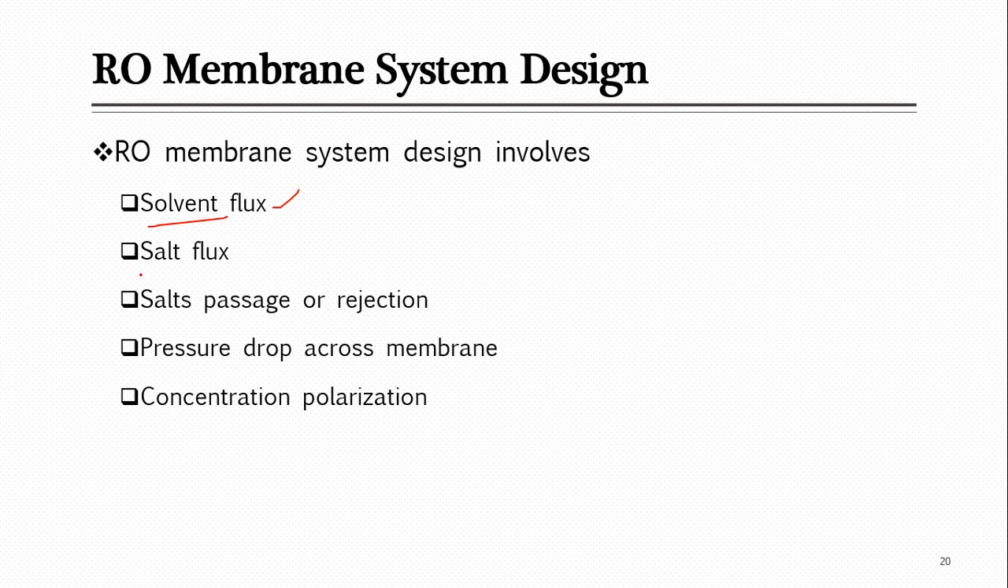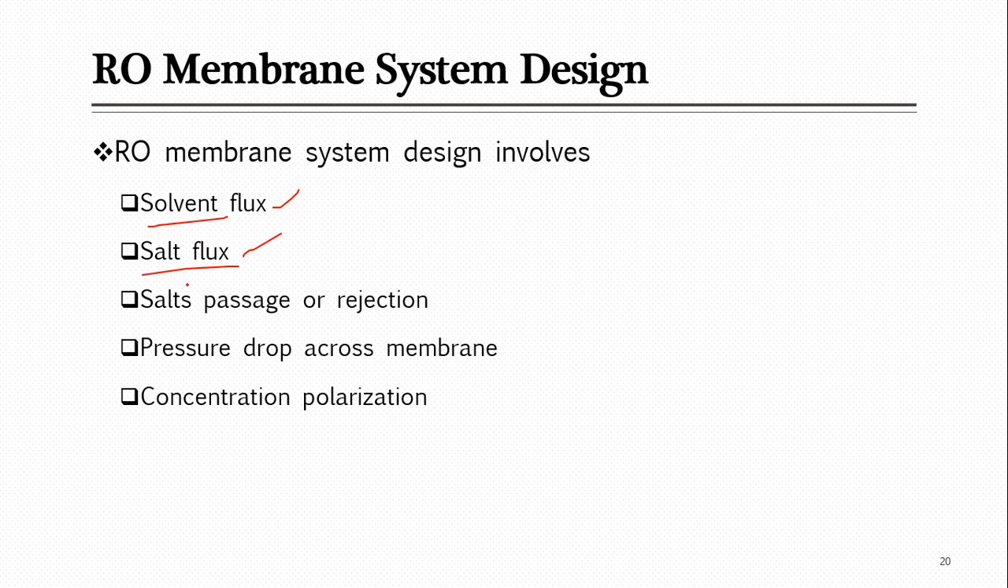Then there is salt flux. As I told you, reverse osmosis membranes are mainly used for industrial desalination plants, so the major calculations we are going to look at here deal with the solvent, which will be water, and the salt present in the water. As I told you in the last lecture, these membranes are not 100% selective for water; they can also allow other contaminants to pass through, but in a very small amount. In today's lecture we will look at how salt can also pass through the membrane, but in a very small amount.